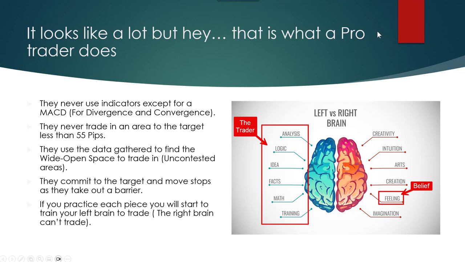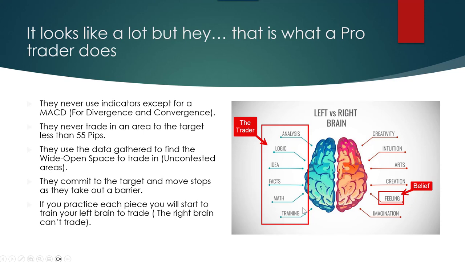The right brain can't trade. It's got creativity. Oh, well, I've made up a lot of trades. It's got intuition. Okay, artsy fartsy. Feeling. I got a good feeling about this, man. Oh, I think it's going up, man. I think it's going down. That's right brain stuff. Oh, it's going against me. That's feeling. That's an emotional response to the market. You don't want that. You want the trader, which is the left brain. It does the analysis. It does the logic. It uses the facts and the math to create a trading idea that you can follow, but it has to be trained.